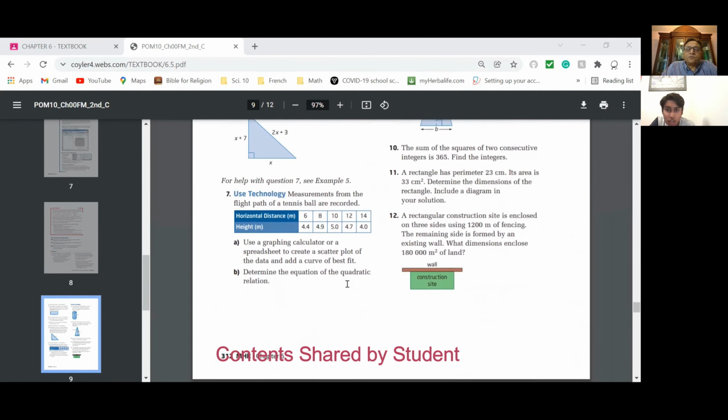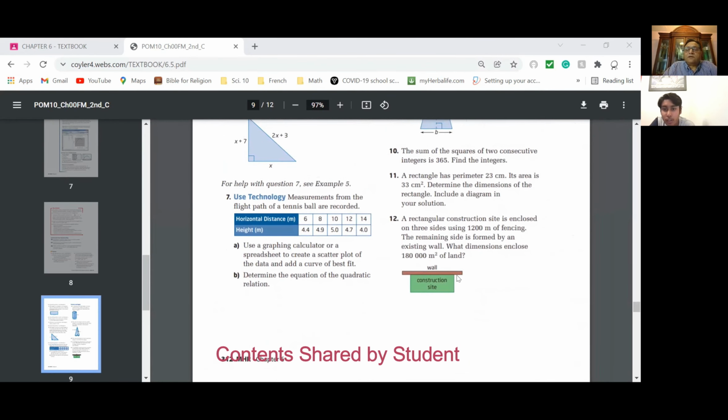Let's do question number 12. Don't expand, read the question. A rectangular construction site is enclosed on three sides using 1,200 meters of fencing. The remaining side is formed by an existing wall. What dimensions enclose 180,000 meters square of land?